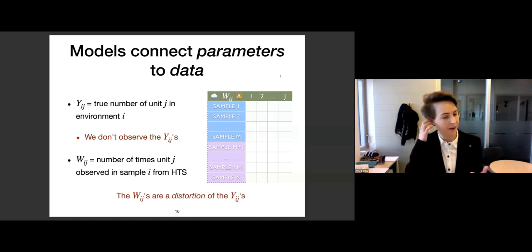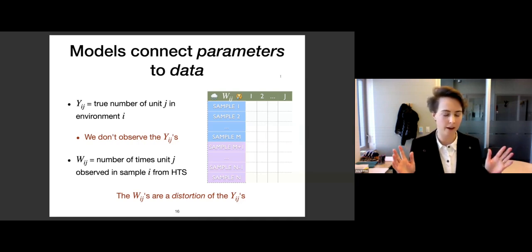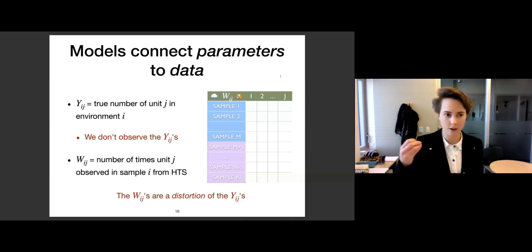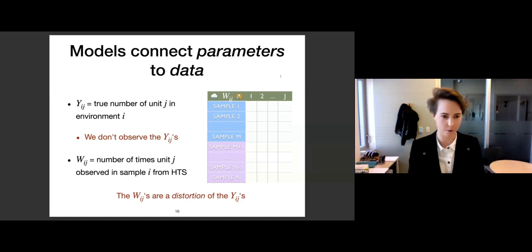So we go out there, and let's say we're doing amplicon sequencing. In that case, I can count the number of reads I observe for a given sequence variant J in this ith sample, which was taken from environment I, from high-throughput sequencing. I could also be thinking about the depth of coverage that aligns to reference genome J in sample I, which similarly reflects environment I, from shotgun sequencing, for example.